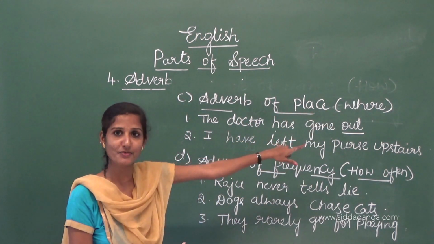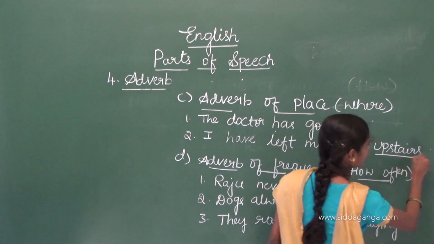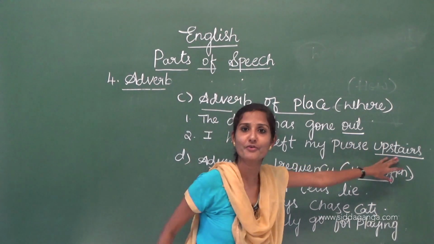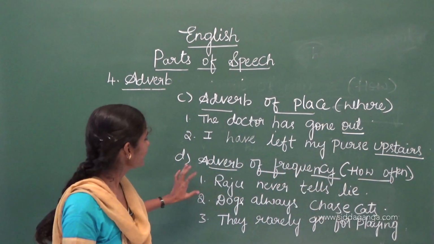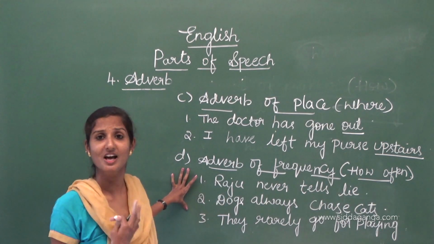So that is an example for adverb. I have left my purse upstairs. So where have I left it? Upstairs. So upstairs is an example for adverb. Okay. Next, adverb of frequency I have written. Frequency means how often the work is going on.